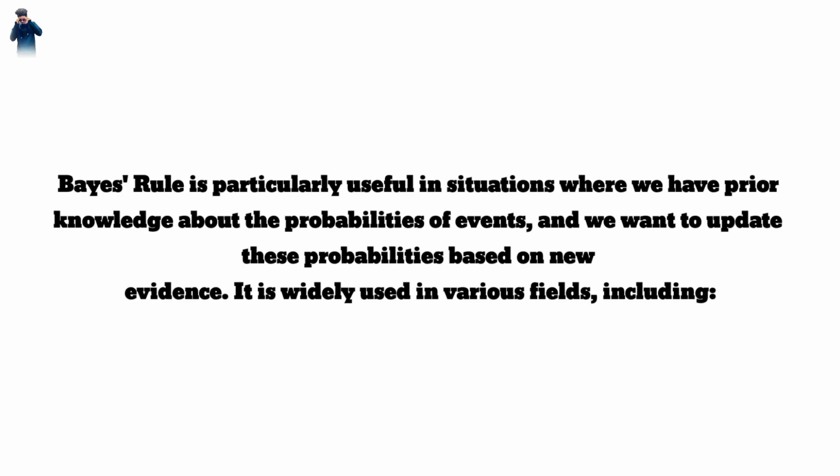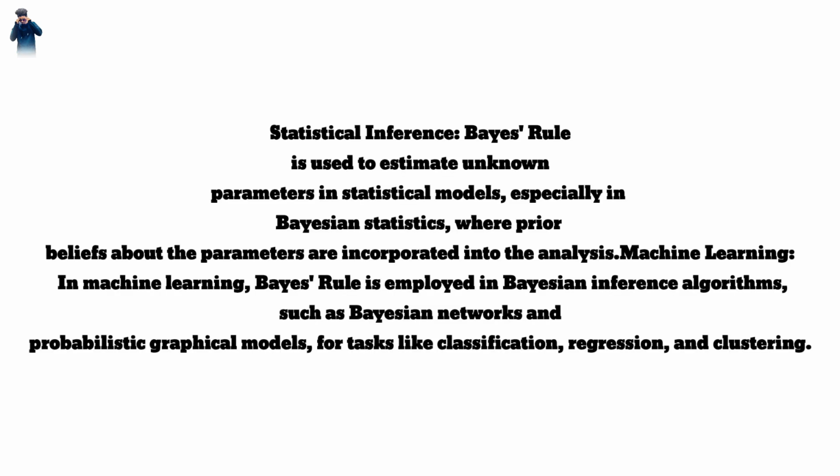Bayes' rule is particularly useful in situations where we have prior knowledge about the probabilities of events, and we want to update these probabilities based on new evidence. It is widely used in various fields, including: 1. Statistical inference. Bayes' rule is used to estimate unknown parameters in statistical models, especially in Bayesian statistics, where prior beliefs about the parameters are incorporated into the analysis.